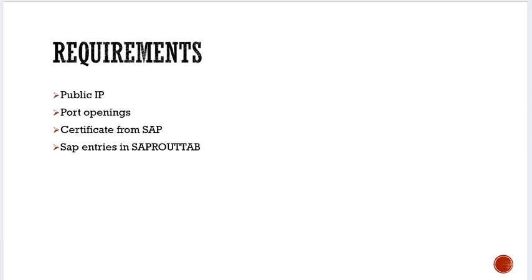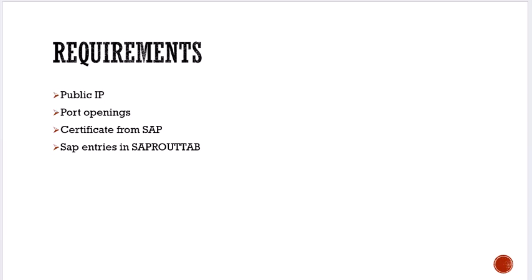Second one is port opening. As I told, the port has to be 3299. This has to be opened on the firewall. If you don't have the port opened, then the customer cannot log into your SAP router system. If you want to access your SAP system without VPN or without Citrix, then you have to have port 3299. So these two are very, very mandatory: public IP and then port opening.